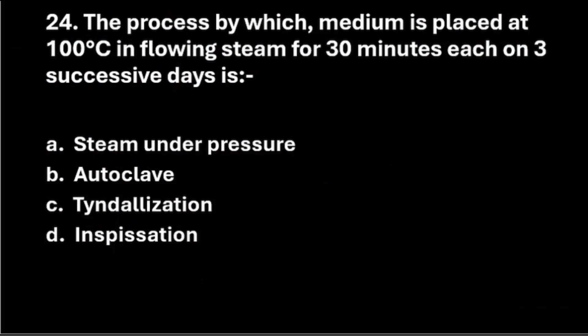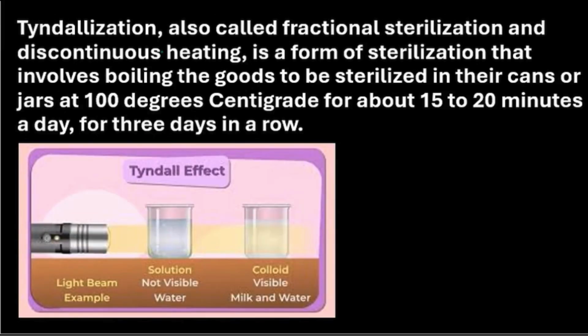Next question. The process by which medium is placed at 100 degrees Celsius in flowing steam for 30 minutes each on 3 successive days is option A, steam under pressure, option B, autoclave, option C, tindalization, and option D, inspissation. Let us see the right answer here. The right answer is tindalization.